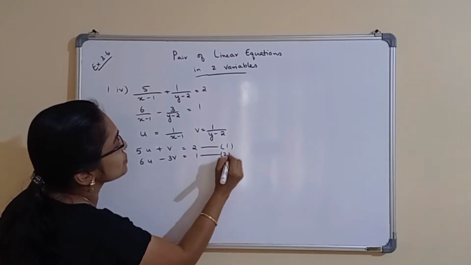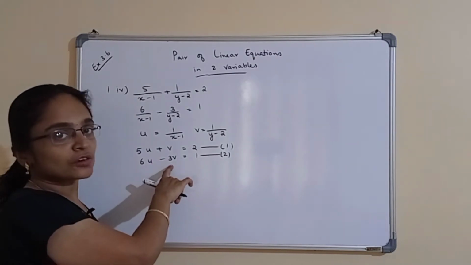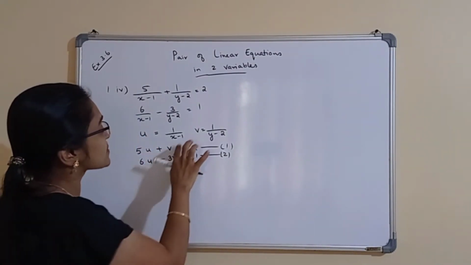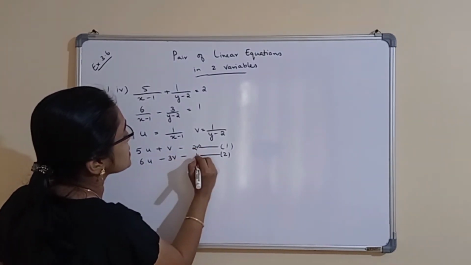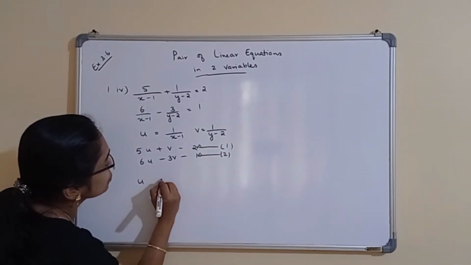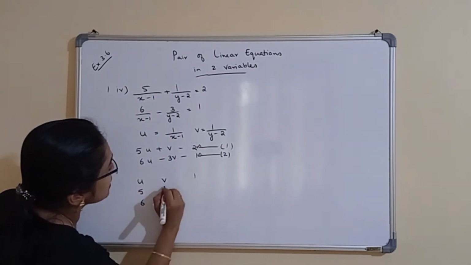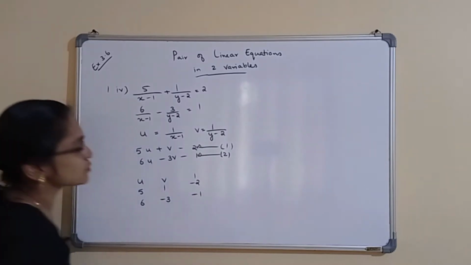This is equation 2. Now we can solve this by elimination method or cross multiplication method. We will solve it by cross multiplication method. So this is minus 2 equal to 0 and this is minus 1 equal to 0. Now we have u, v and 1, 5, 6, 1, minus 3 and minus 2, minus 1.